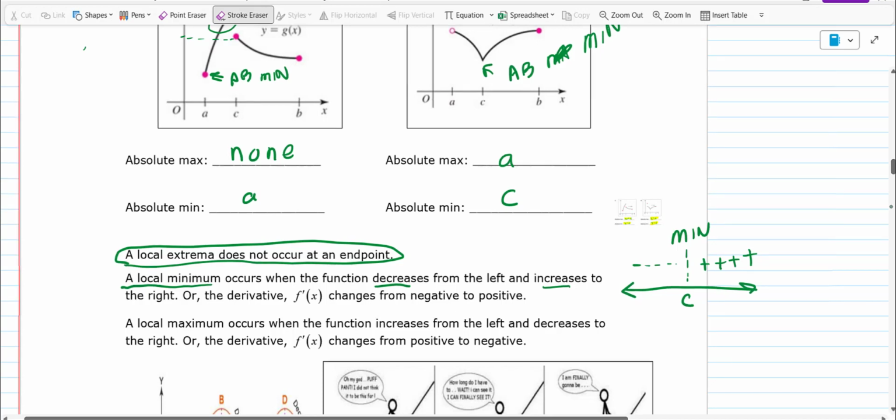A local maximum occurs when the function increases, then decreases. So if you have a local max, then your sign chart's going to look like this. You have your critical number, you have a max. It's just going to mean that you're increasing from the left, and then you're decreasing to the right. Okay, and it can't be an endpoint because there has to be something that happens on either side of the critical value. So local min and max are a totally different concept than an absolute min and max.